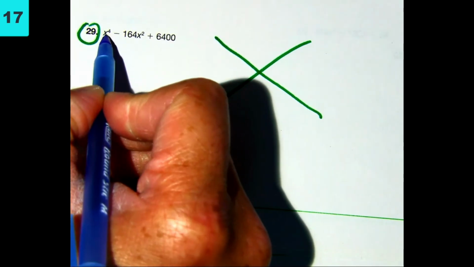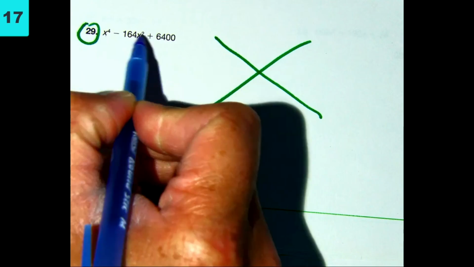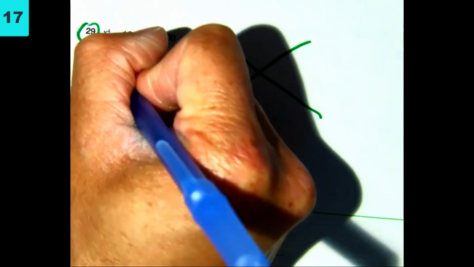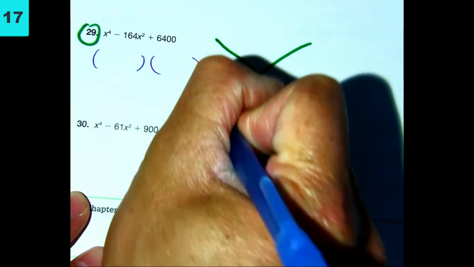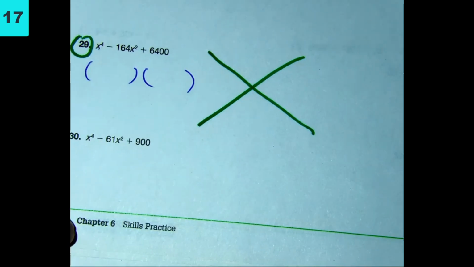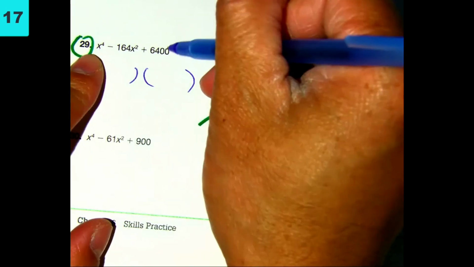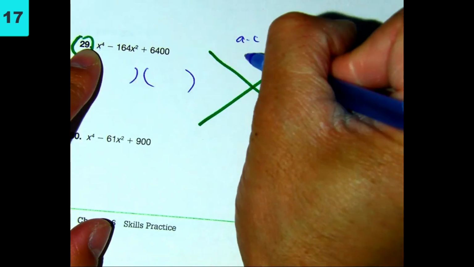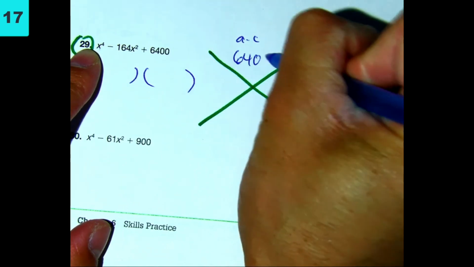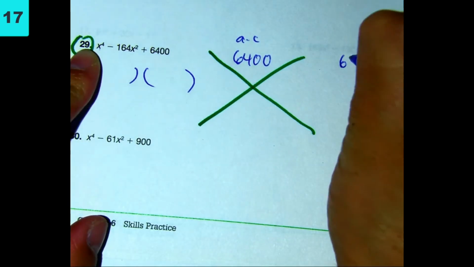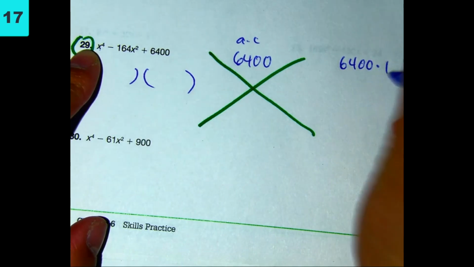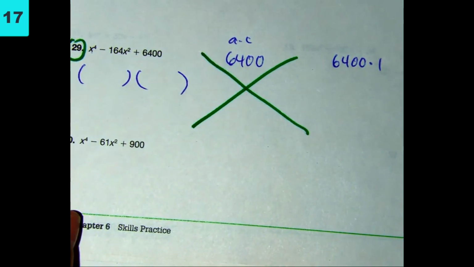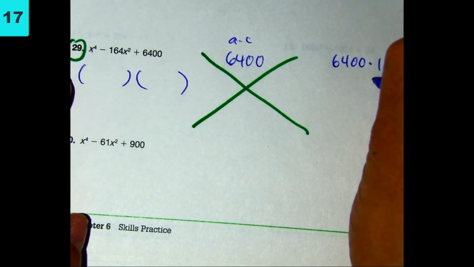Alright, for number 29, class, what is half of 4? 2. Why do I ask that question? That means you can factor this trinomial into binomials as your answer. I'm going to do the same thing. A times C is going to be 6,400. Now these numbers are quite large, so I'm going to write all the factors on the side. 6,400 times 1. What's half of that?